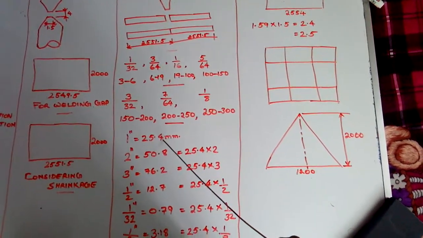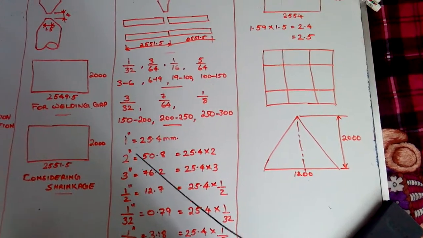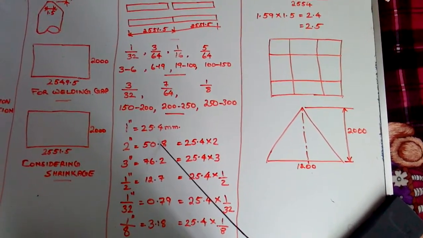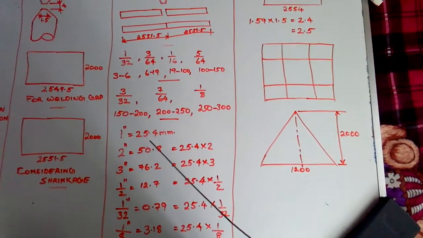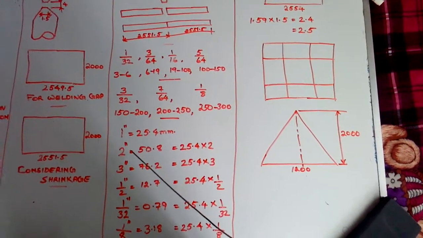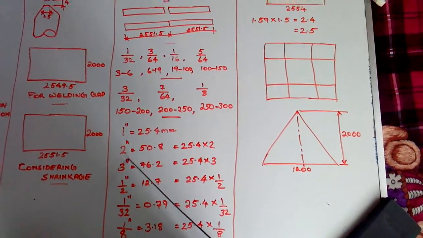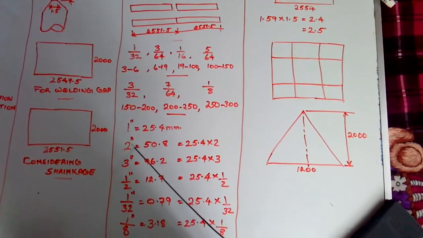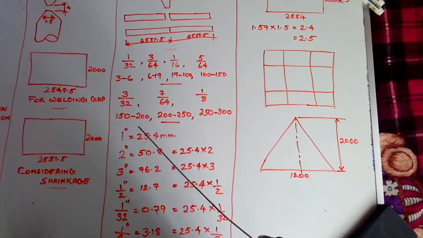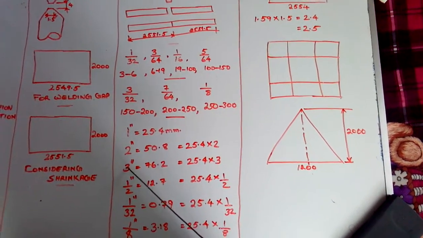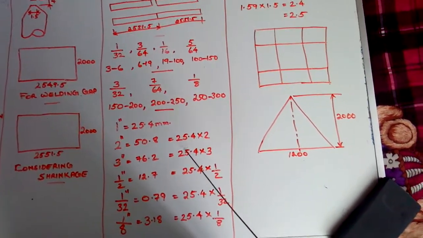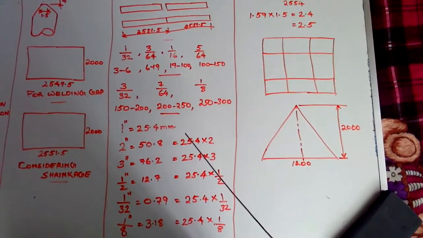1 inch is 25.4. If it is so, 2 inch will be 50.8. How did we get it? We multiplied 25.4 with 2. For getting the measurement of 2 inch, we multiplied inch into 2. For getting 3 inch, we multiplied inch into 3. Earlier it was inch into 2.